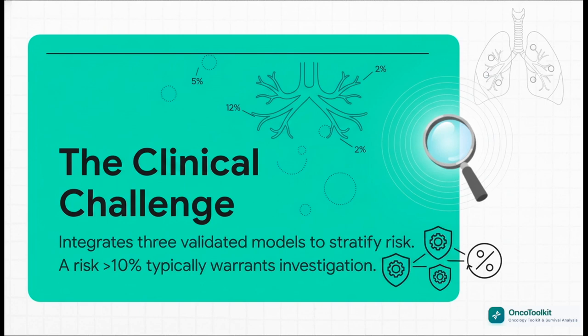It really all boils down to one question. How do we triage these solitary pulmonary nodules safely and efficiently? Well, this panel tackles that head-on by integrating 3 key validated models to stratify that risk. And you already know the guidelines. We're talking BTS, Fleischner, that has synthesized risk over 10%. That's our typical threshold, right? It's what tells us, okay, it's time to investigate further.